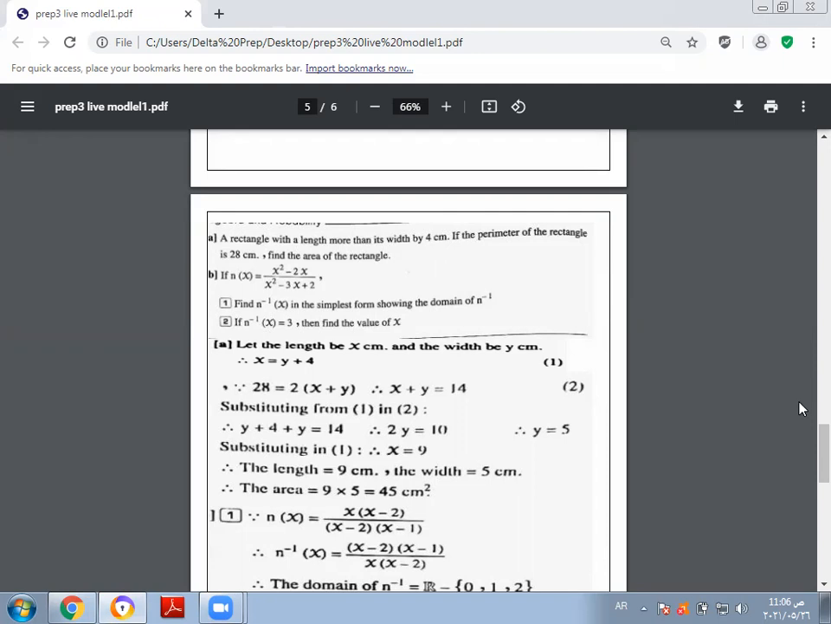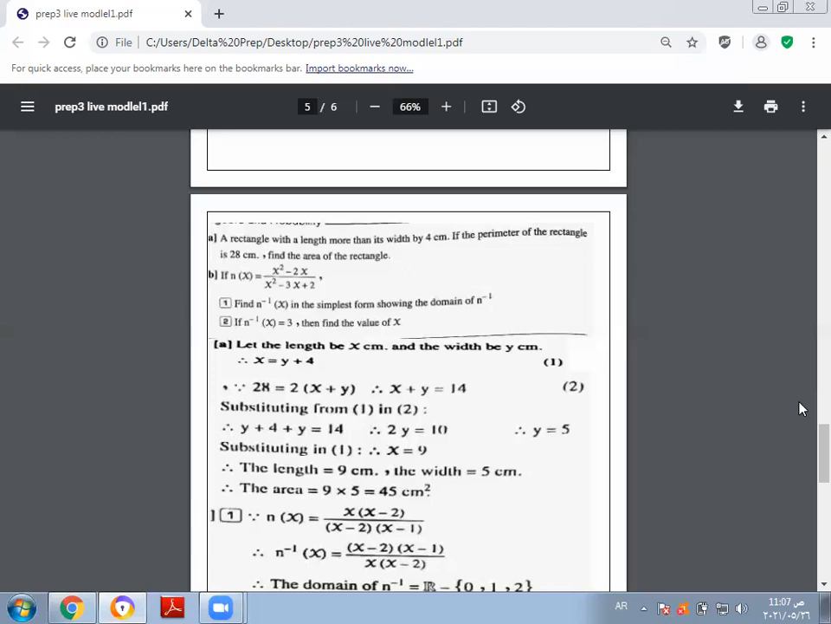First, we solve letter A. Letter A is a word problem. First, we want to convert the word problem to equations, and then find the solution of these equations. A rectangle with the length more than the width by 4. If we let the length be x and the width be y, we know that x equals y plus 4, because the length is more than the width by 4.